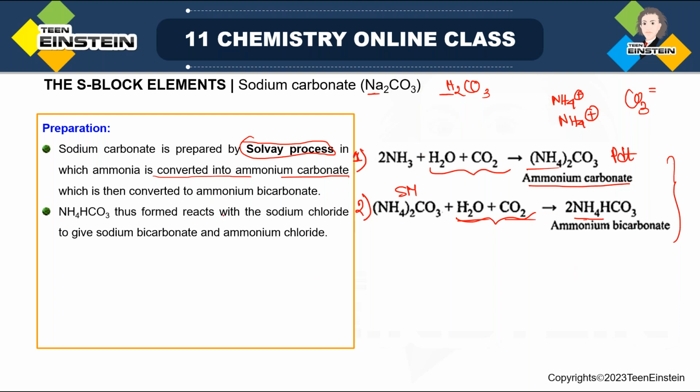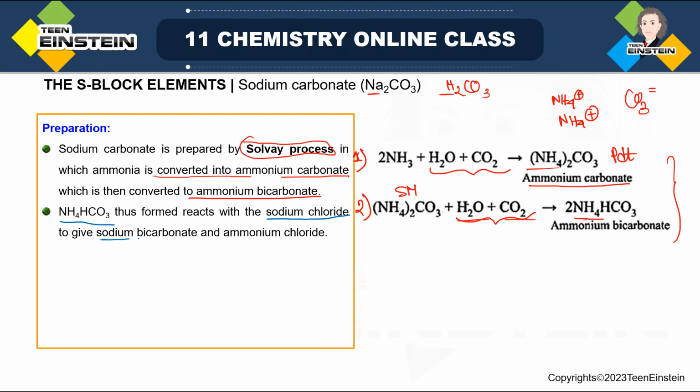So read the first statement again. Sodium carbonate is prepared by the Solvay process in which ammonia is converted into ammonium carbonate. Then it is again converted to ammonium bicarbonate. Next step, this ammonium bicarbonate, which is formed in the second step, reacts with sodium chloride, that means NaCl.